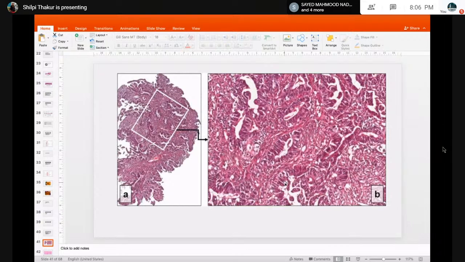So this is one microphotograph showing the papillary architecture. We can see the papillary core, and along with that, these are the cells. So this is a papillary type of adenocarcinoma.